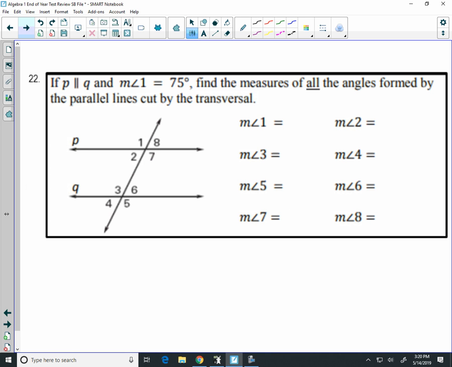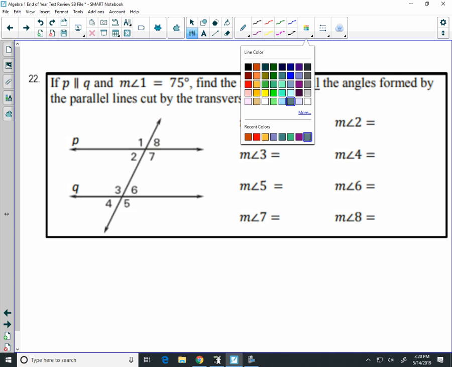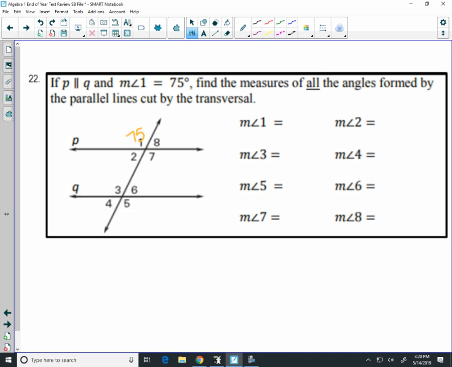More angle relationships. So if you know angle 1 is 75 degrees, we want to find the measures of the rest. I like to do the easy angle relationships first. Angle 7 is going to be the same. And so I have those two. If angle 7 is 75 degrees, then so is angle 3. Those are alternate interior. And so is angle 5.